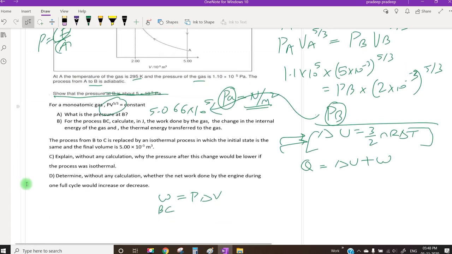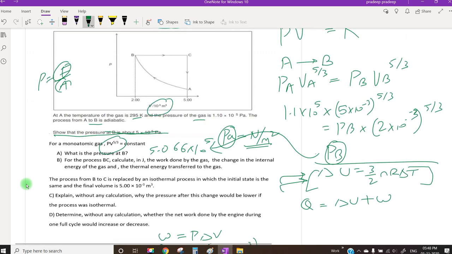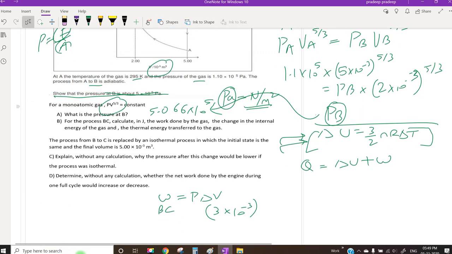Okay, let me just write that down. So 5 minus 2 will be 3 into 10 to the power minus 3, because your volume is in 10 to the power minus 3, multiplied by pressure. Pressure you find by the part A of this question. Either we can approximate that to 5 into 10 to the power 5 or 5.07, which we found in part A. If I multiply these two, the work done, you will get around 1.52 into 10 to the power 3 joules. Okay, Sheldon. Yes, sir. Now this was the work done. This was easy. Now let's see how do we find delta U?